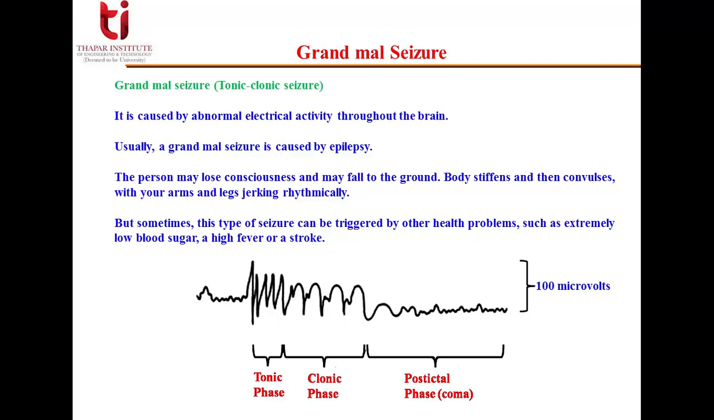The clonic phase mainly represents repetitive jerks of muscles. It lasts longer than the tonic phase. The EEG pattern of this shows rhythmic spike waves matching the frequency of the jerks. The last part of this is the state of unconsciousness, or we can say the coma.